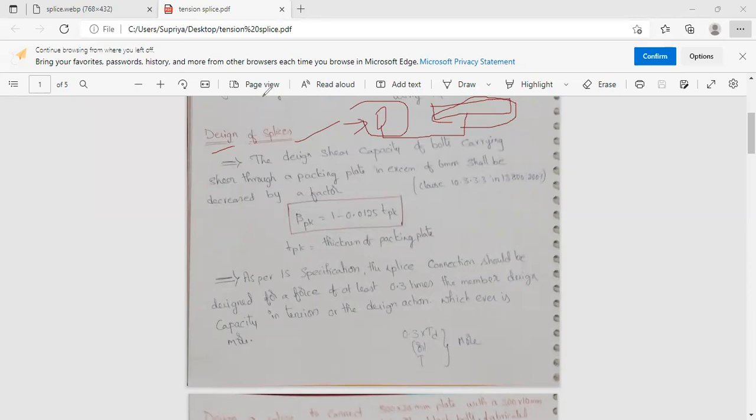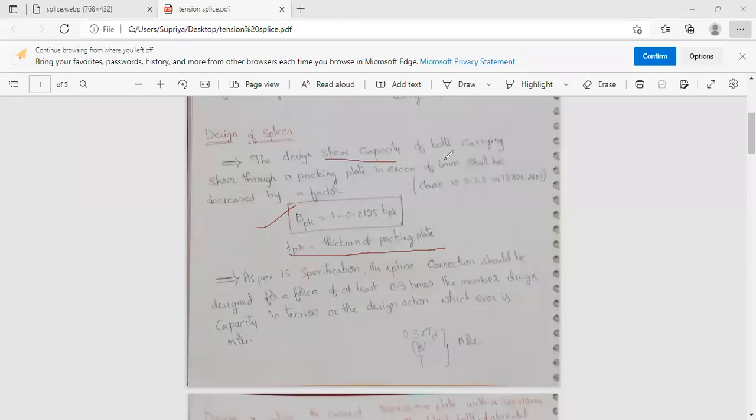Coming to the third case, while we are using the packing plate, we have to consider the reduction factor beta pk, which equals 1 minus 0.0125 tpk, where tpk is the thickness of the packing plate. We are using the packing plate as extra, so due to its use, the shear carrying capacity of the connection may reduce. That we already discussed.